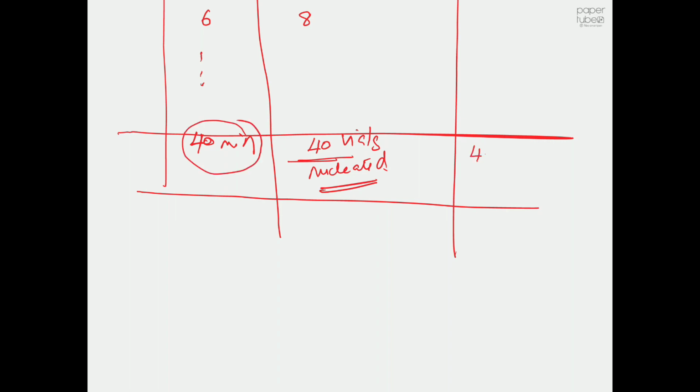So how? 40 vials got nucleated, and this is the total number of vials, so multiplied by 100. So what does this mean? At 40 minutes, 100 percent of the vials got nucleated. That's the meaning of this.